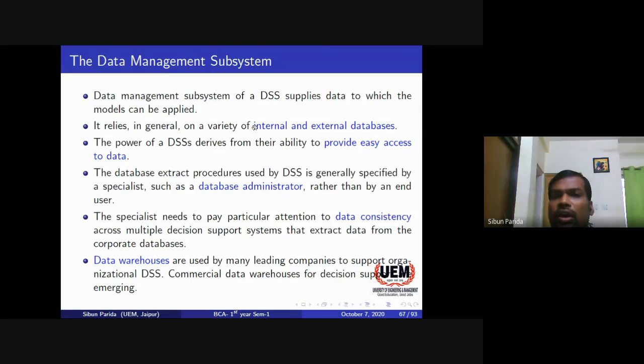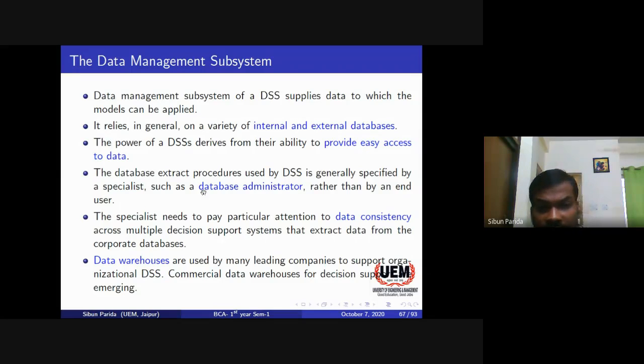It relies on internal and external databases, so it takes both kinds of information to do the analysis. The power of decision support systems derives from their ability to provide easy access to data. As I discussed, flexibility is the main key of a decision support system. The database extract procedures used by a DSS are generally specified by a specialist. When we are creating a database, a database administrator is assigned to it. He is responsible for any addition, deletion, or modification that occurs inside the database, because he is the specialist for this database.